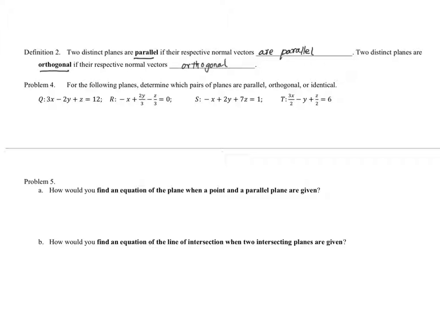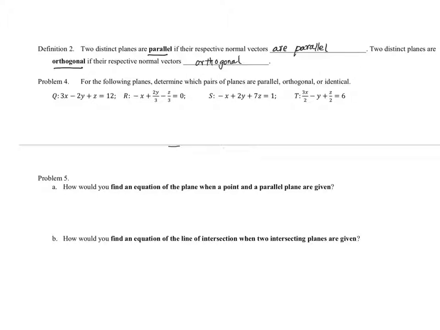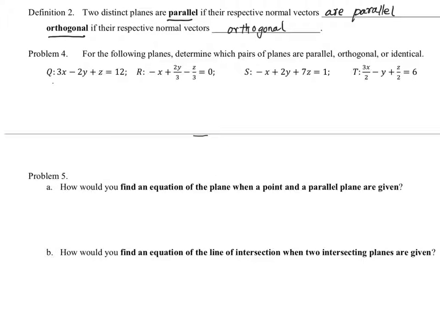So let's quickly identify the normal vector of each of the following, because that will be the useful information that we need. For the first one, let's use this notation. Let's zoom in a little bit here. I'm going to use n to denote the normal vector. So n sub Q will be this, and hopefully you can read that off here. It's 3, negative 2, and 1. And obviously n sub R will be negative 1, 2/3, and negative 1/3.